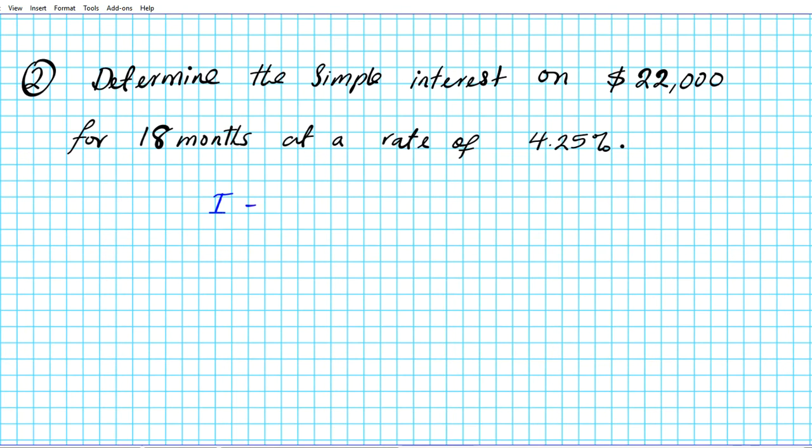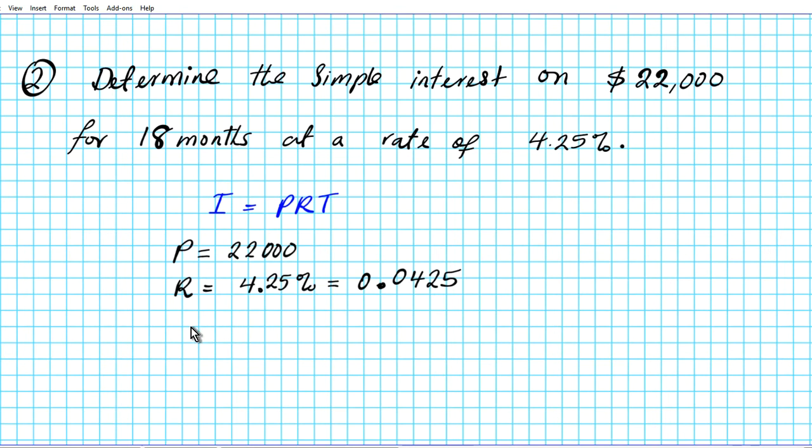The simple interest I is equal to principal times rate times time. Okay, so let's go ahead and list what we know and what we need. We're looking for this simple interest here, so we know the principal P, the starting amount, is 22,000. The rate is 4.25. Now you might think this is a decimal form, but you have the percentage symbol attached to it, so this is a percent. We have to convert it to decimal. So this is the same thing as 0.0425. This is accomplished by moving the decimal point 2 places to the left.